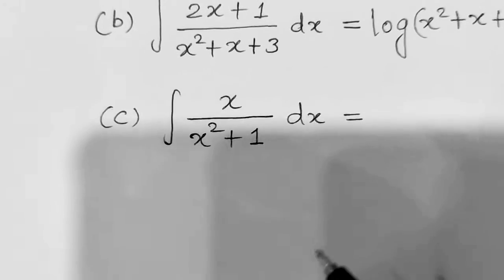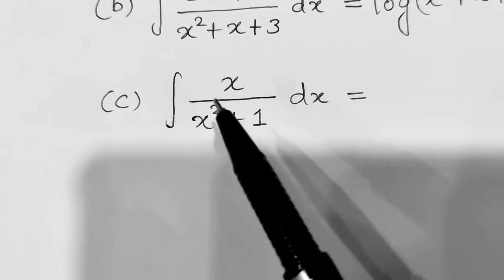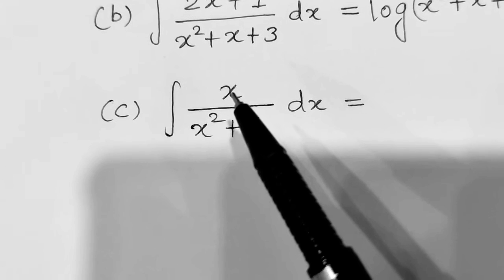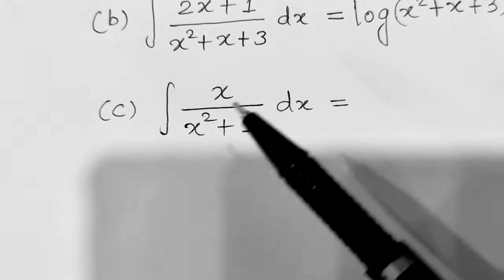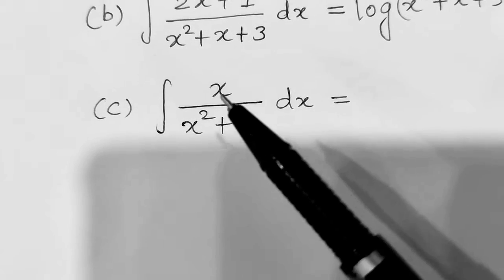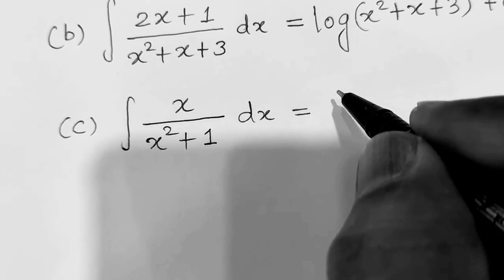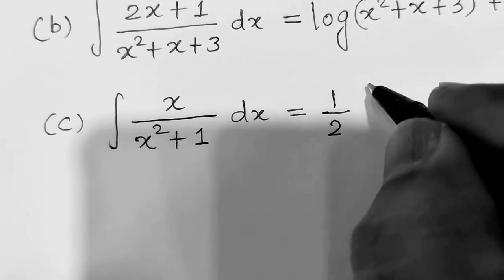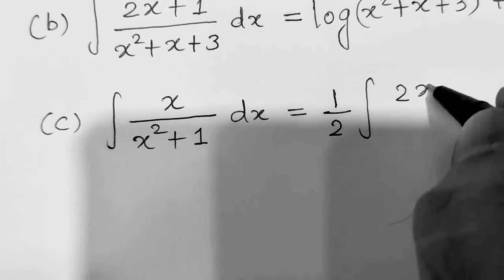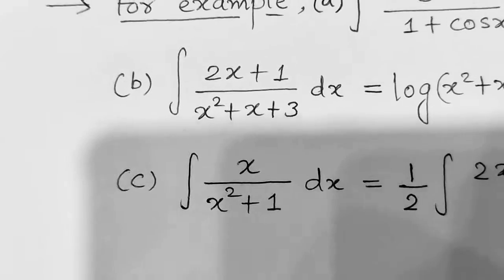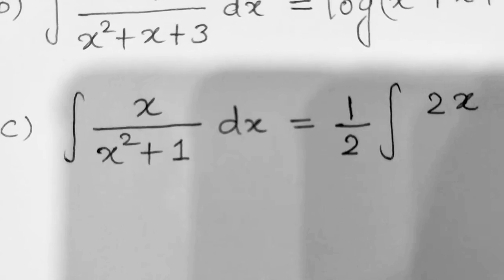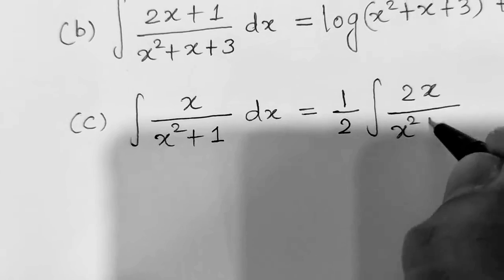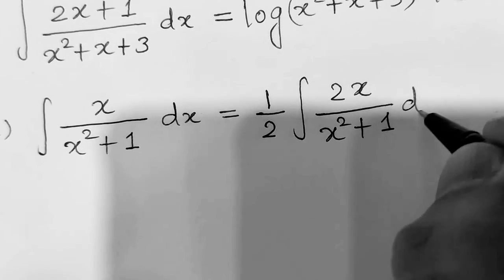Okay. Now in the last example, focus here. The derivative of x square is 2x, the derivative of 1 is 0, but here it is x only. So don't get confused here. You have to write down x here. So how can you write it? As 1 by 2 integration of 2x. If we multiply and divide by 2, then it will be 2x, with 1 by 2 outside, 2x upon x square plus 1 dx.